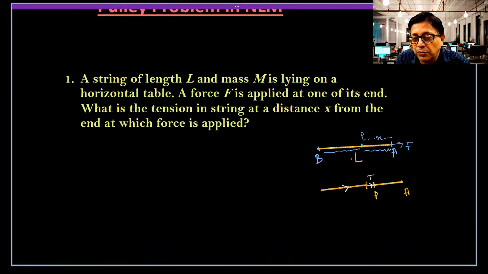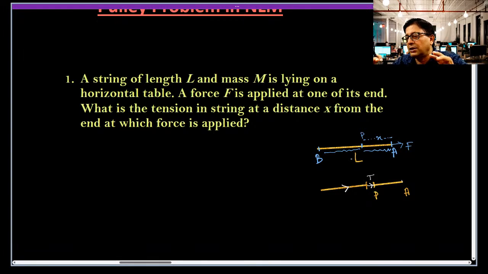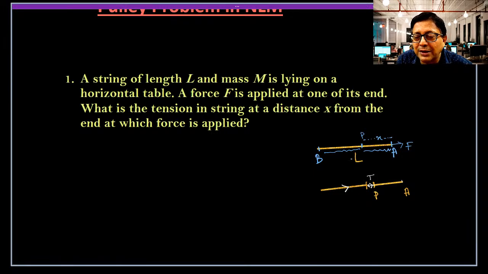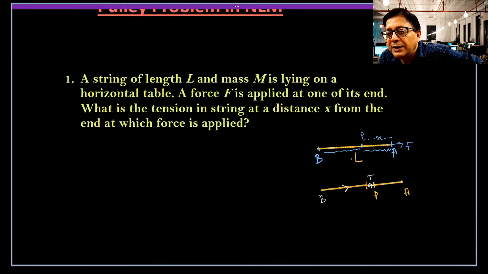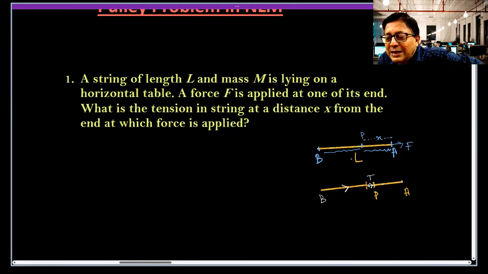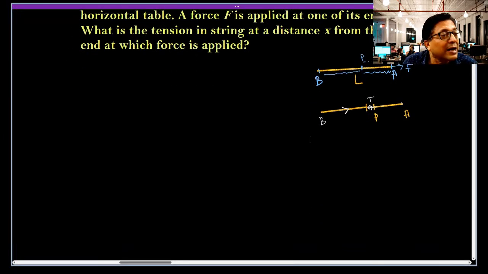So how to do it here? You imagine that in between these two parts, we can assume there is a weightless string which is pulling the part BP in the forward direction. But if it pulls the part BP in the forward direction, it is pulling the part AP in the backward direction. Am I correct? So due to the tension at this point, this part BP is being pulled forward, but this part AP is being pulled backward. Clear?